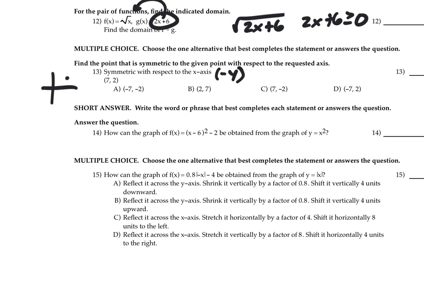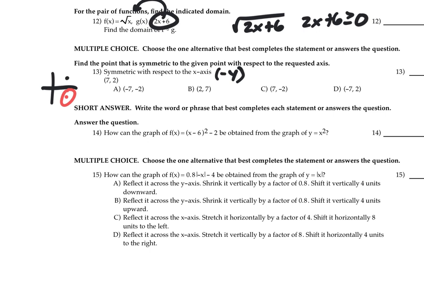7, -2 would be up here. And if I flip it over the x-axis, it's going to end up down here. And that's the point we're looking at. And out of all of these, there's only one point that would be in this quadrant down here. We have to go right and we have to go down. And so this would be the only one.